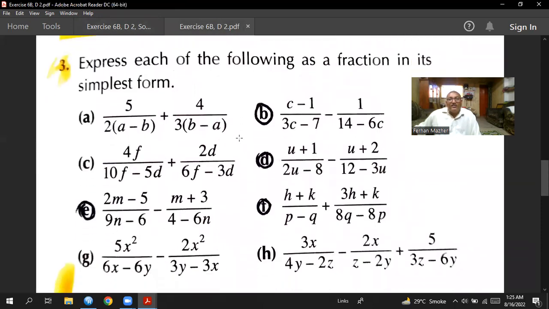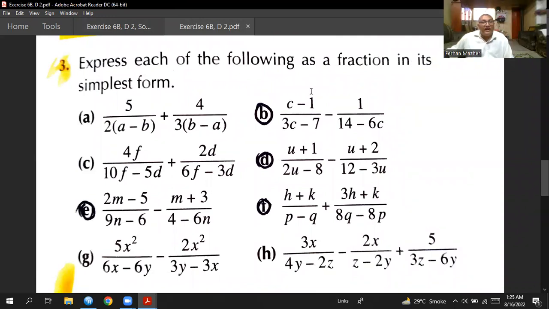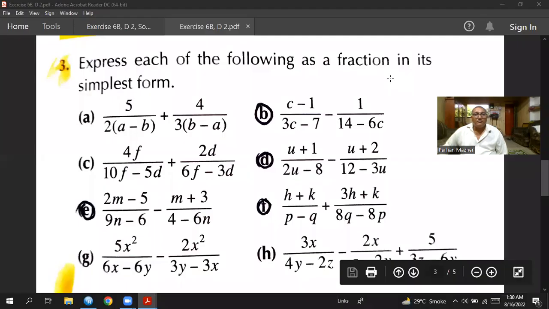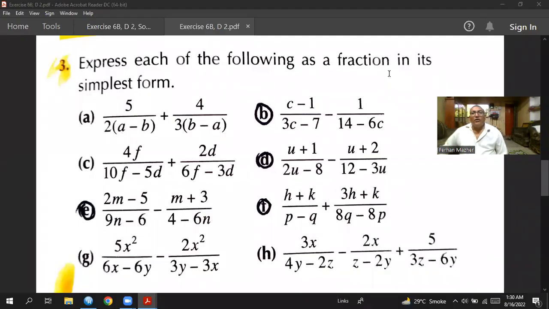Now we are going to the next question. The next question coming up on your screen is question number 3 and its A part. So we are starting from question number 3, and you have 5 divided by, in the denominator, 2 bracket a minus b bracket close, and then the second fraction plus 4 divided by, in the denominator, 3 bracket b minus a bracket close.